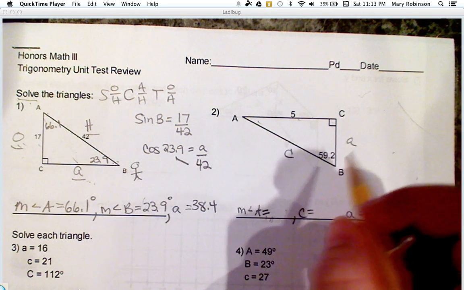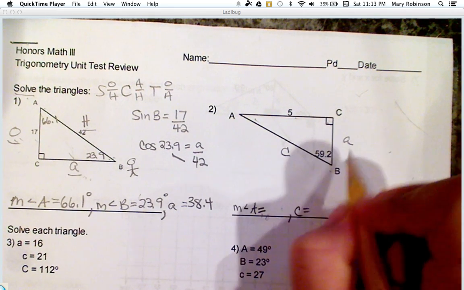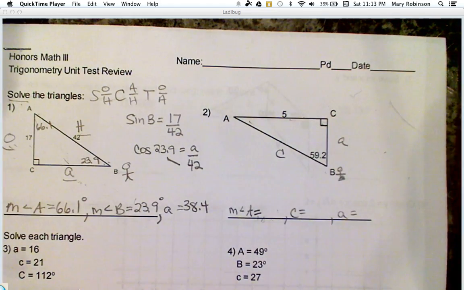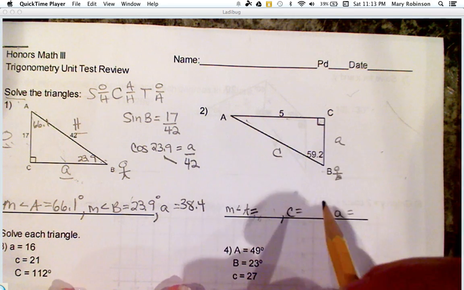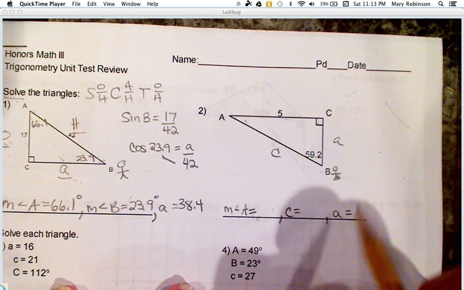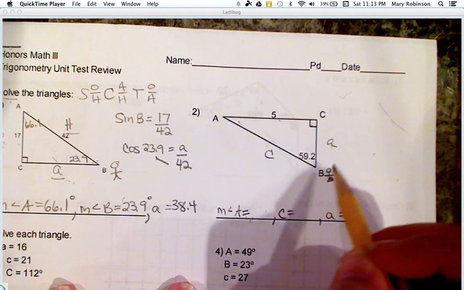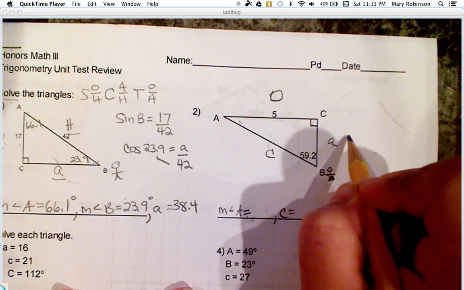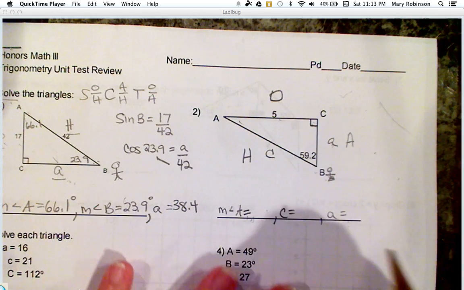I'm always going to put my stick person. If I have an angle that's not a right angle, that's where I put my little stick person. Make her a girl this time. Then I'm going to label my sides accordingly. I'm going to solve for side A first. From angle B, I label this my opposite side. This, of course, would be my adjacent side. Side C would be my hypotenuse.